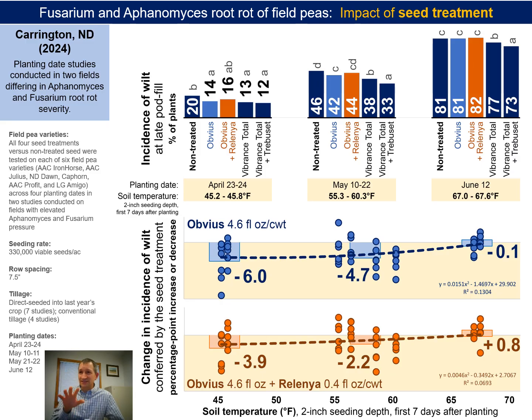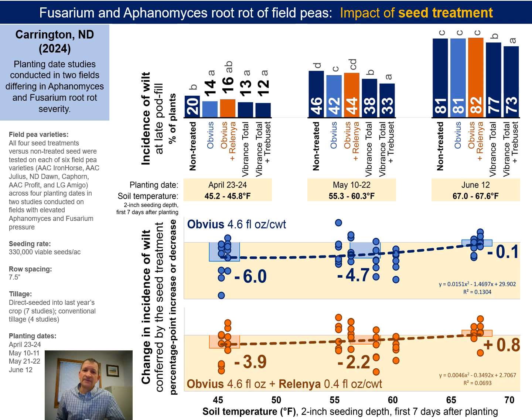Now, these are the exact same data from those last 2 slides, just presented in a different format, okay? On the very top, you'll see the average response to the seed treatment in terms of incidence of wilt symptoms at mid to late pod fill, okay? And that's organized by soil temperature. That's the average response across all the field pea varieties assessed and all the planting dates that fell within that soil temperature range across those 2 fields.